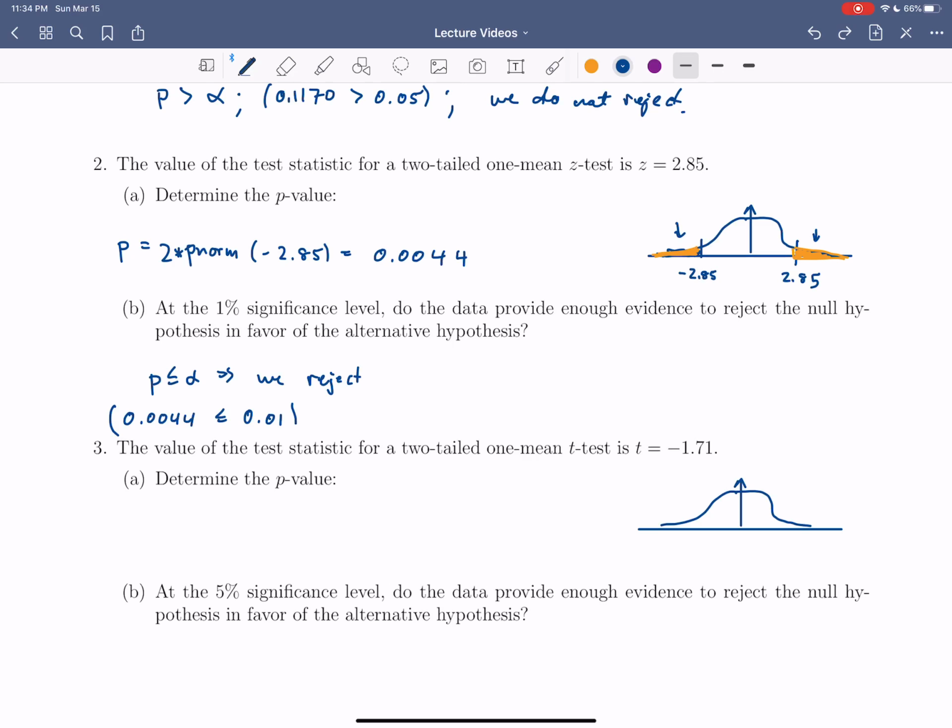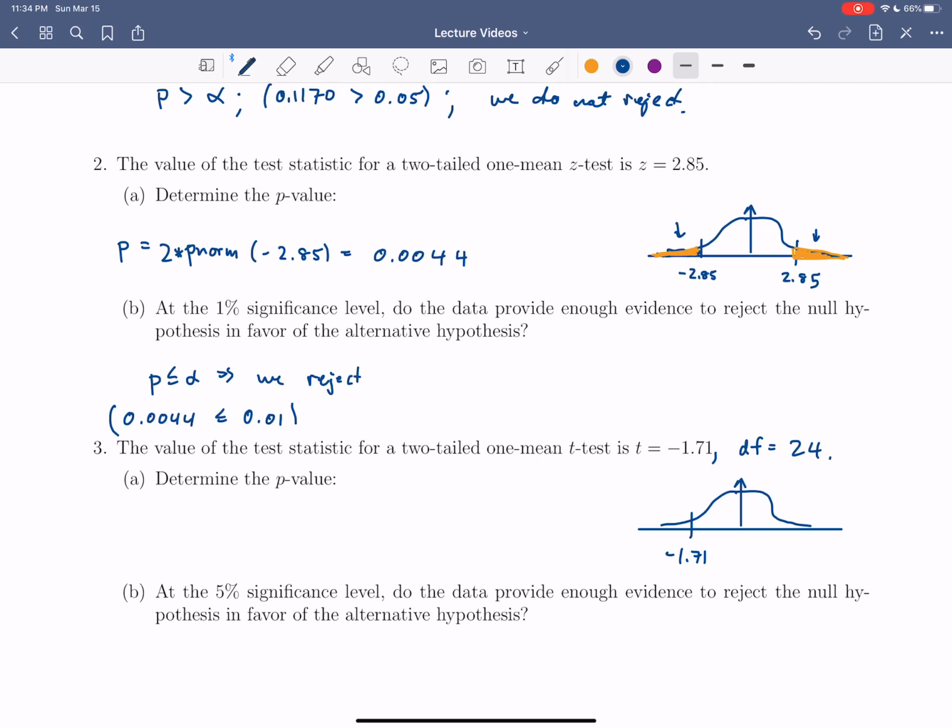All right, one more for the video. For number 3, we want to find the value of a test statistic for a two-tailed, one-mean t-test, where t is negative 1.71. I forgot one piece of information here. I can say this one in 2 ways: I wanted our n to be 25, or I want our degrees of freedom to be 24. That's what I meant there. And so we have negative 1.71.